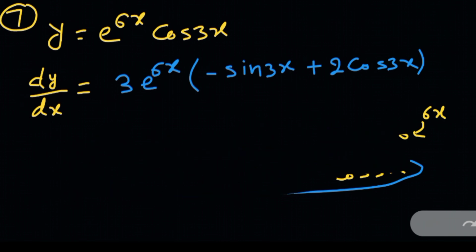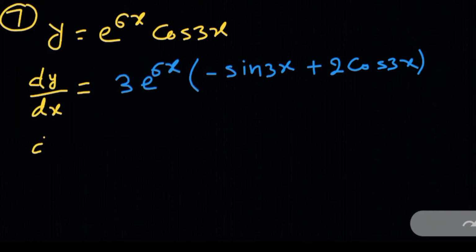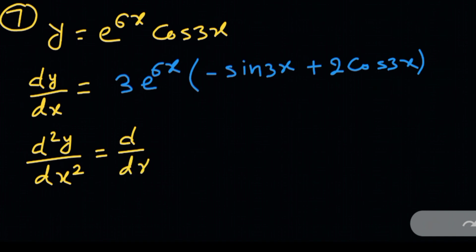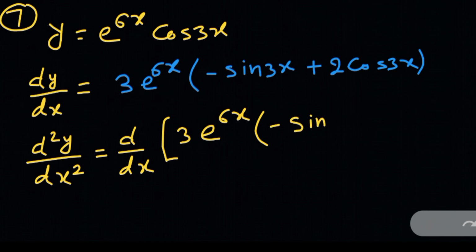Now I will find d2y upon dx square. d2y upon dx square is again the derivative of dy upon dx with respect to x, which means the derivative of this whole thing. The derivative of this whole thing means 3e to the power 6x into minus sin 3x plus 2 cos 3x.